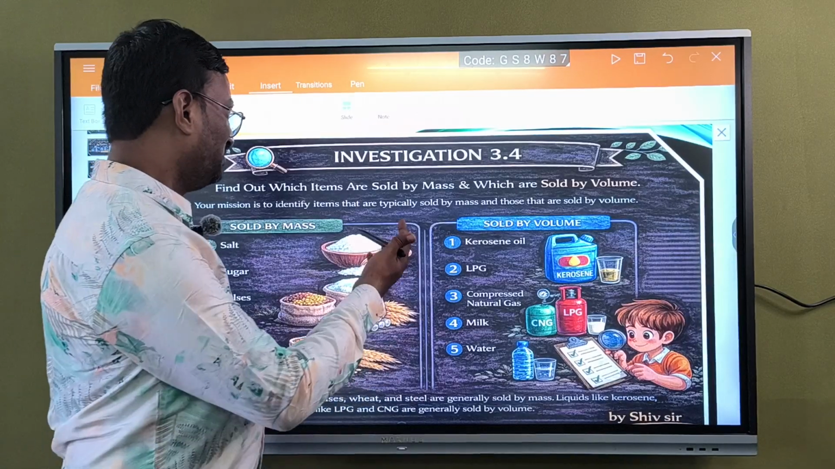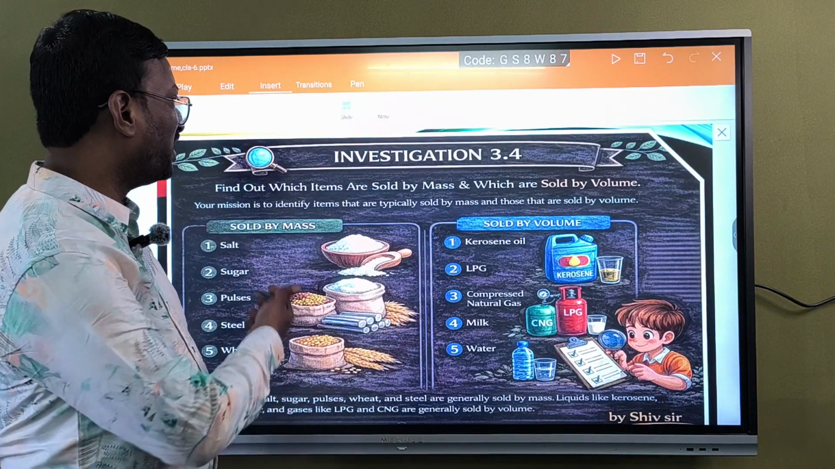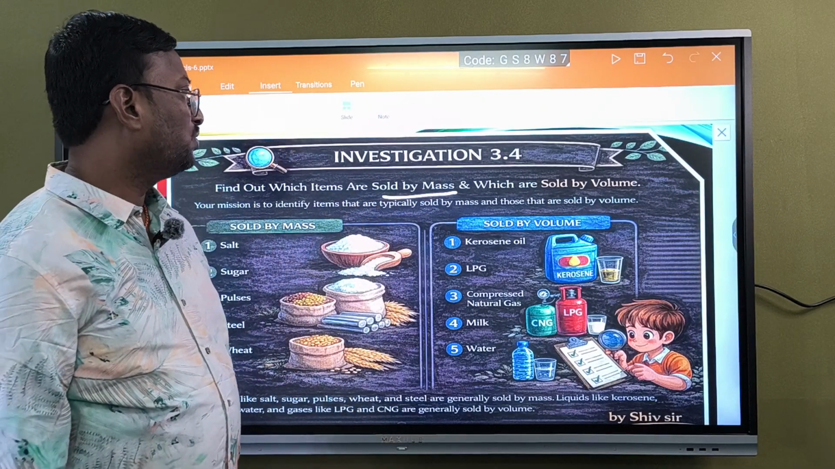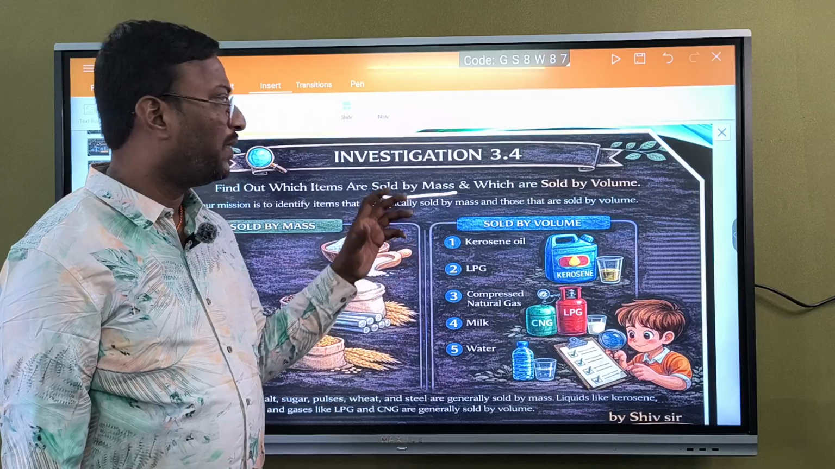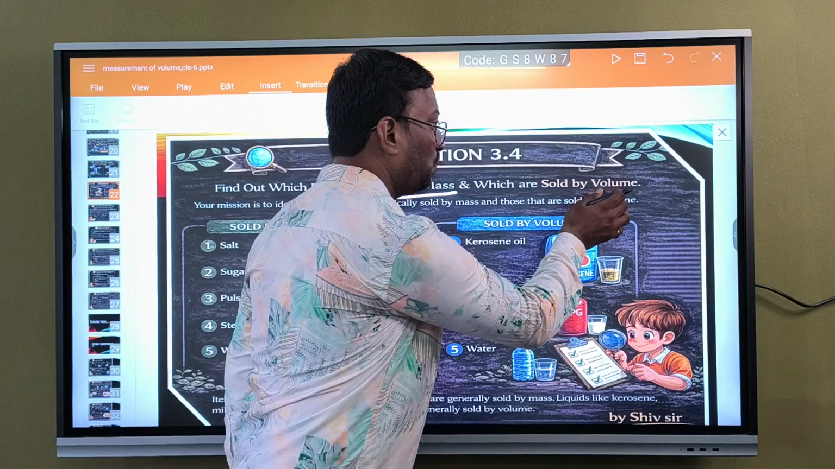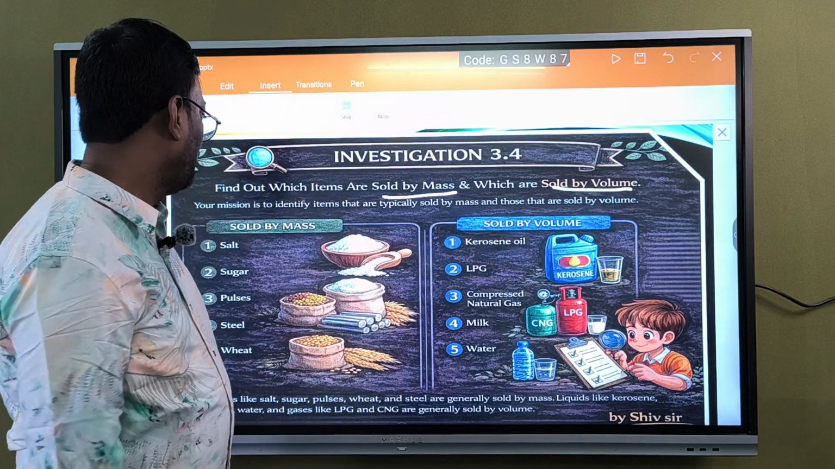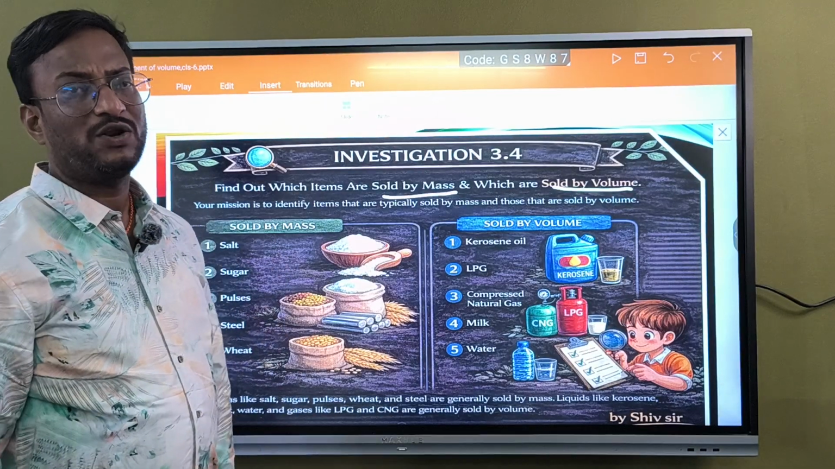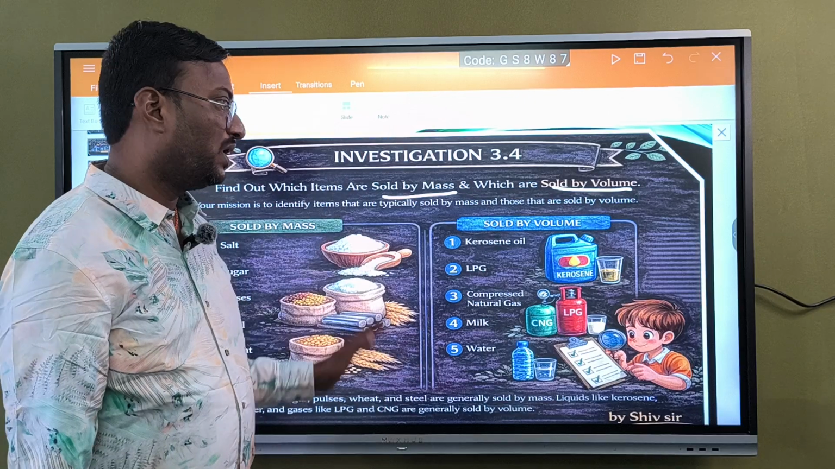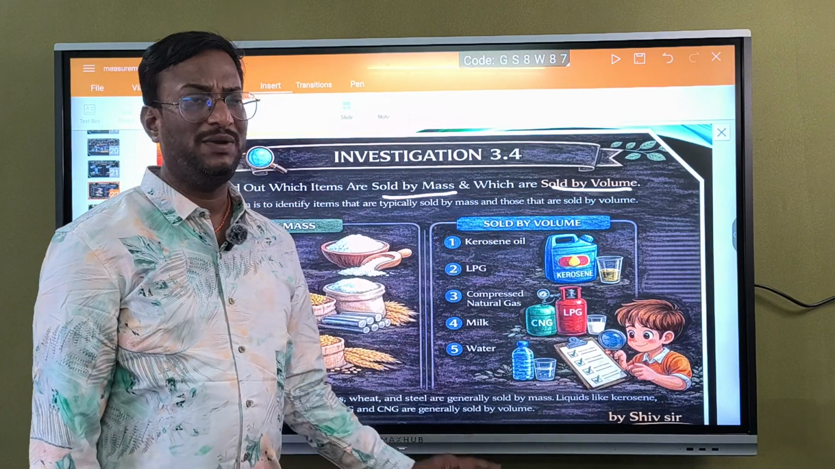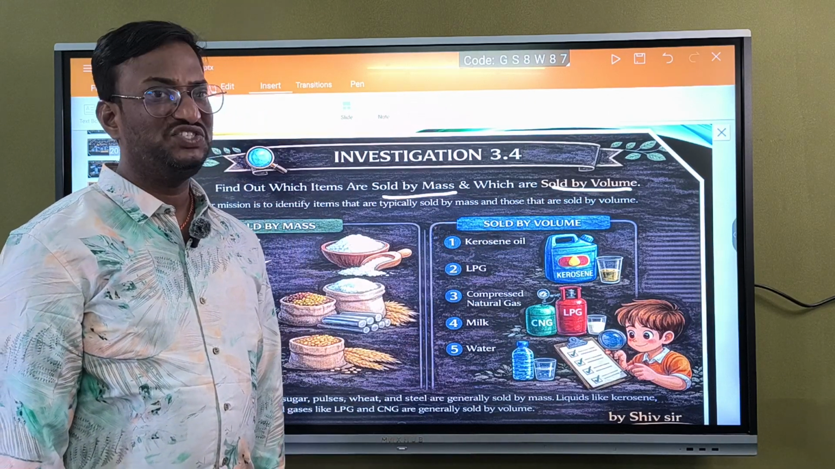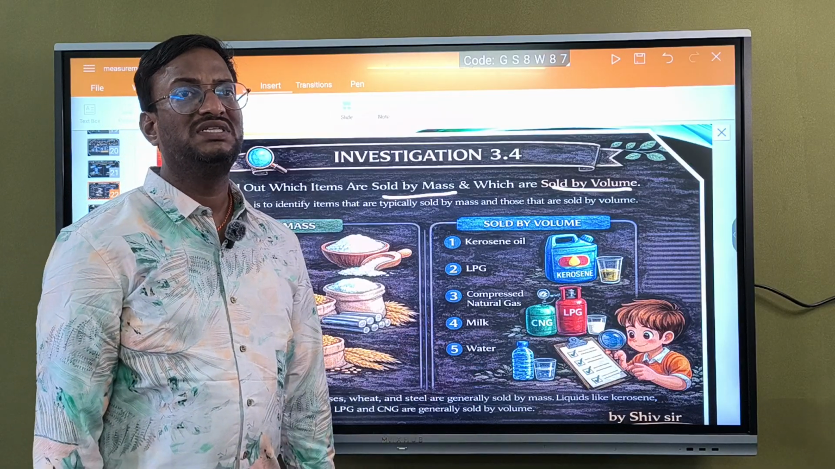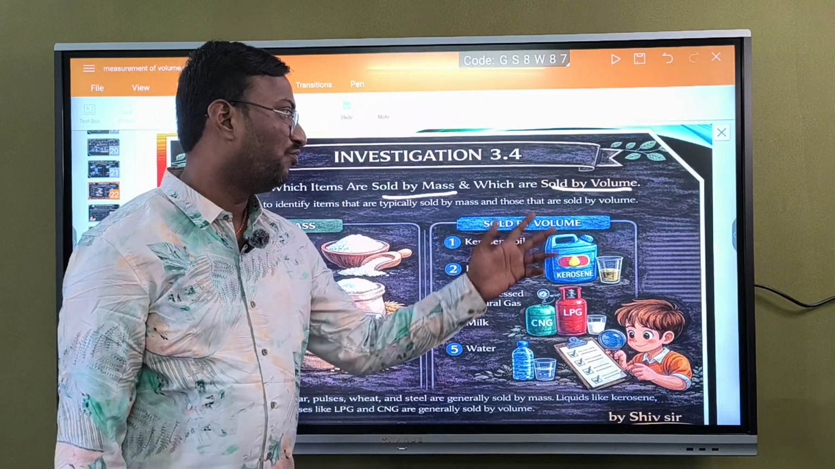Next one, there is one investigation. Some items are sold in terms of mass and some items are sold in terms of volume. Like salt, sugar, pulses, steel and wheat, we measure in terms of mass. The remaining, kerosene oil, LPG, CNG (compressed natural gas), milk and water, are measured in terms of volume.